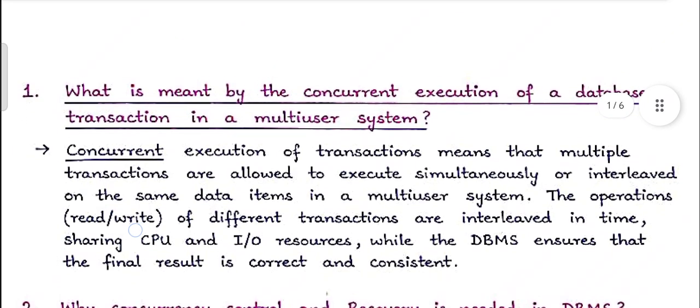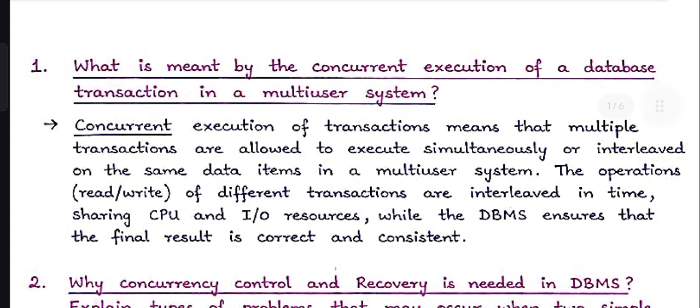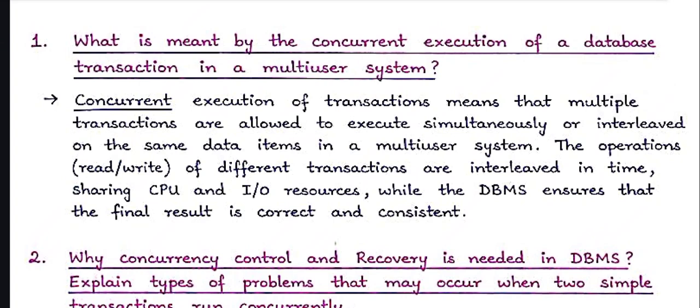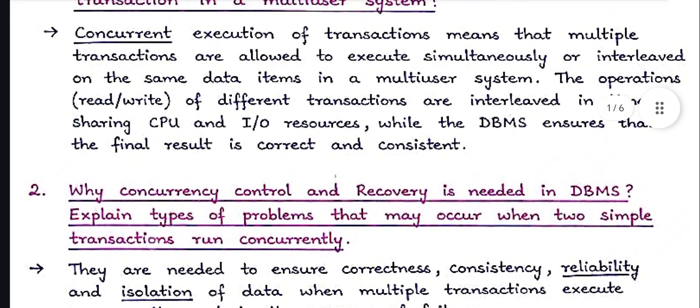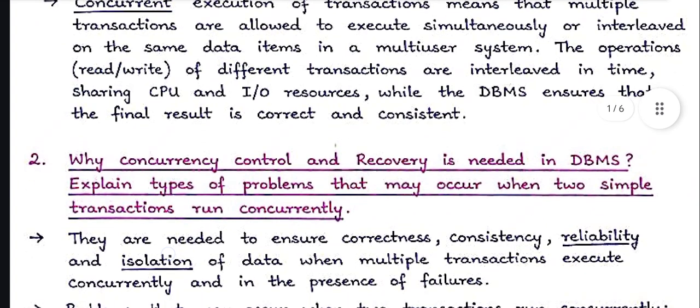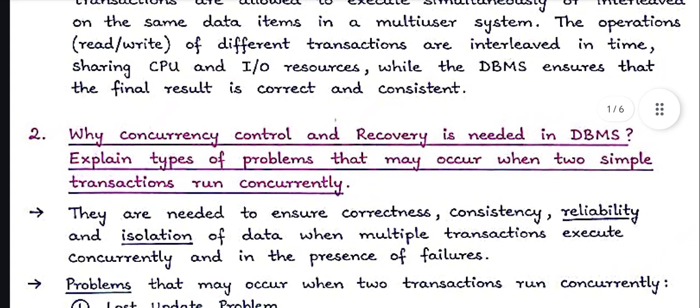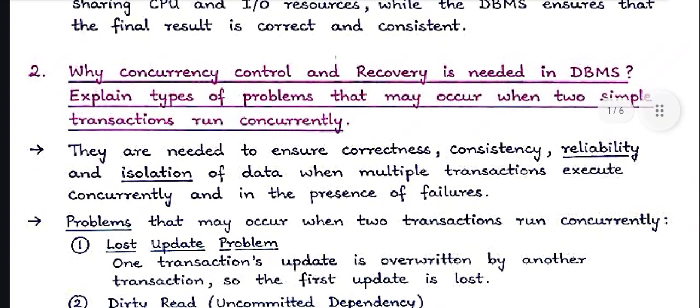Module 5 DBMS. What is meant by concurrent execution of a database transaction in a multi-user system? What is concurrent execution of transactions? It means that multiple transactions are allowed to execute simultaneously or interleaved on the same data items in the multi-user system. The operations like read or write of different transactions are interleaved in time, sharing CPU or IO resources, while the DBMS ensures that the final result is correct and consistent.